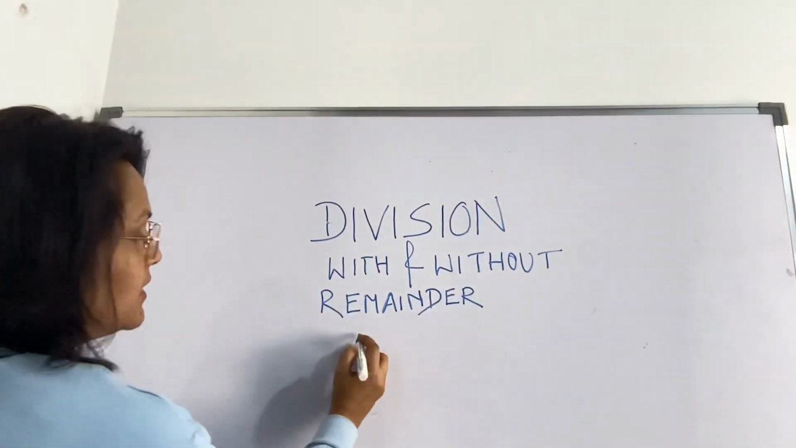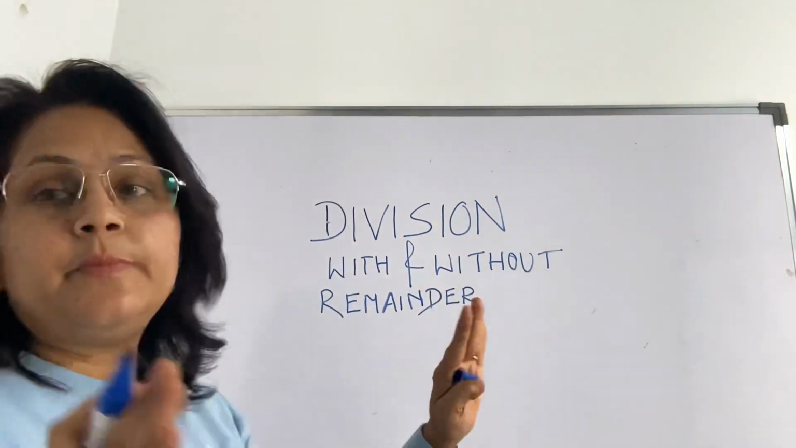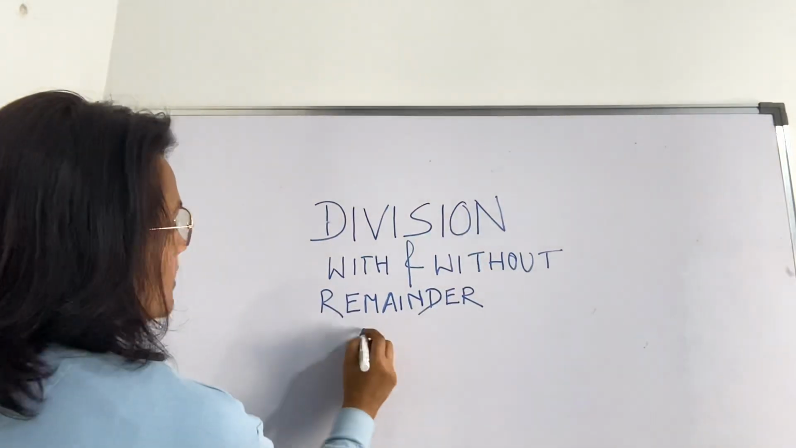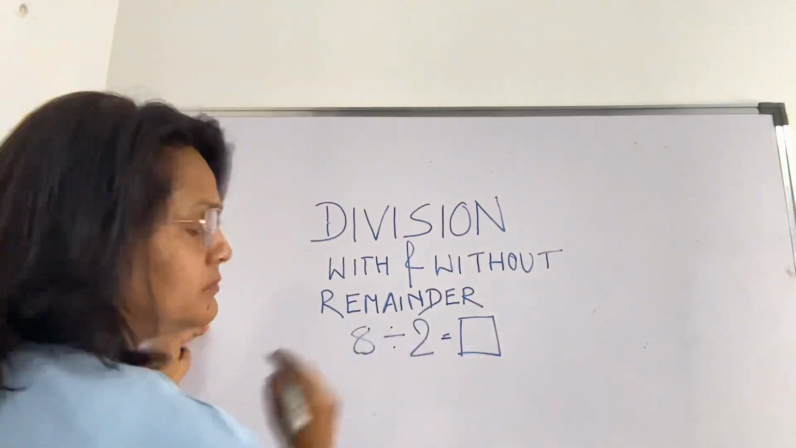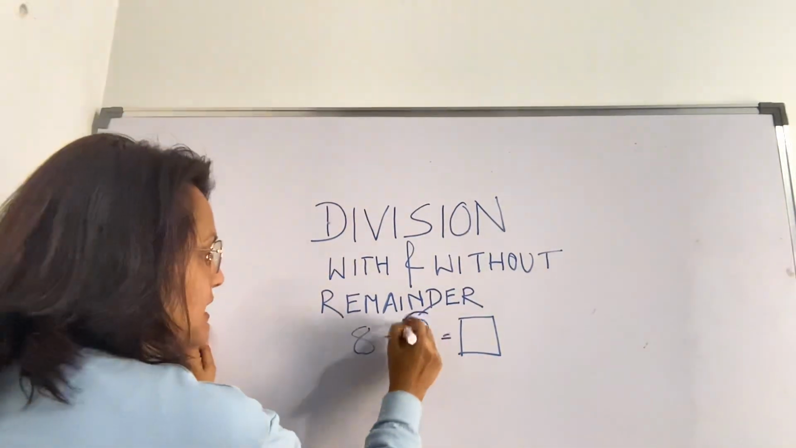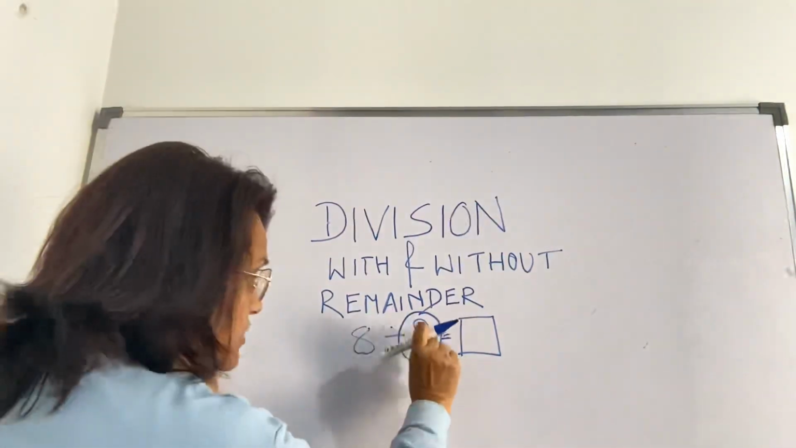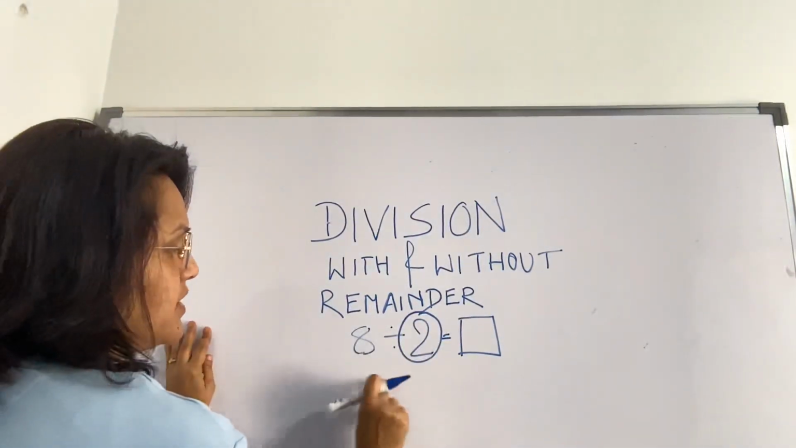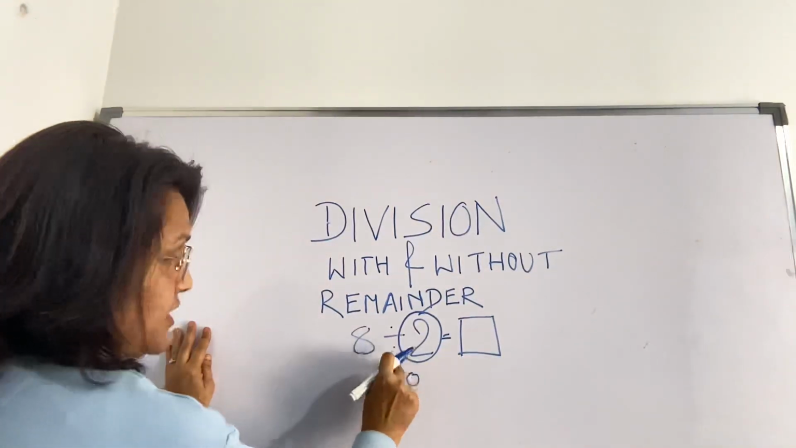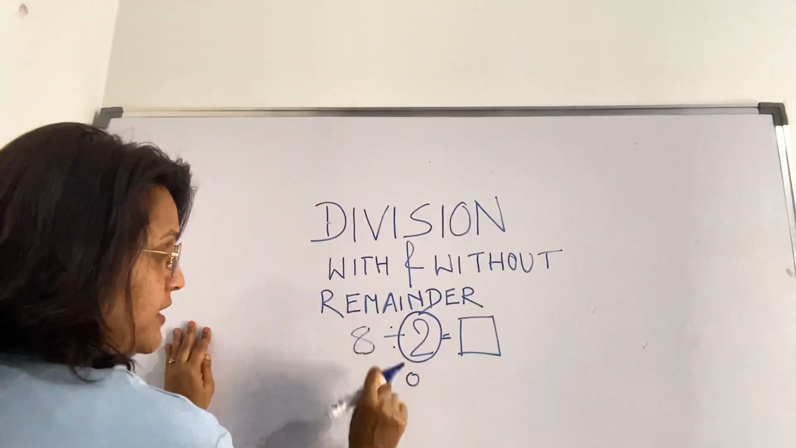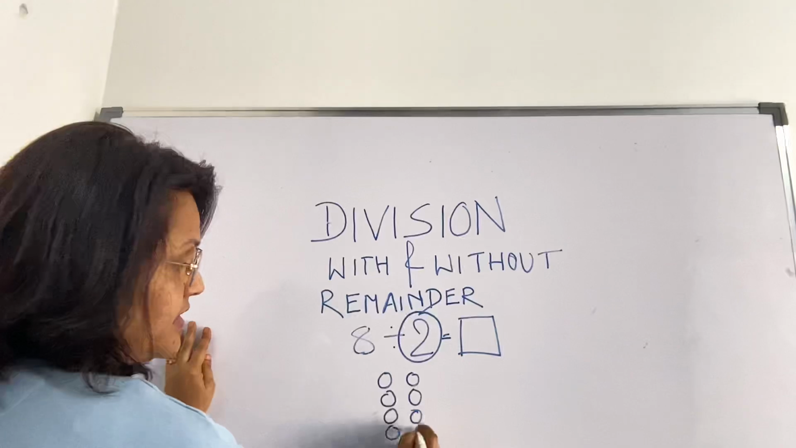So the first thing is we will start with a number in which there will be no remainder. I will do it with 8 divided by 2 is equal to what? Now 8, we say the number, the divisor, we will circle first. What we circle, that only we will write in one row. So 1, 2, and we will continue till we reach 8. So 1, 2, 3, 4, 5, 6, 7, 8.